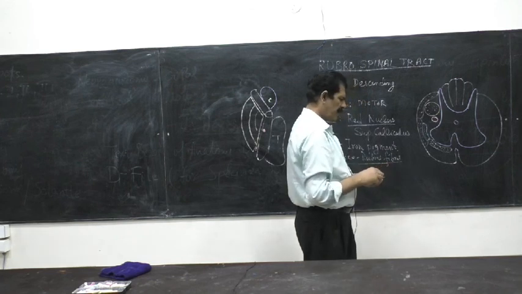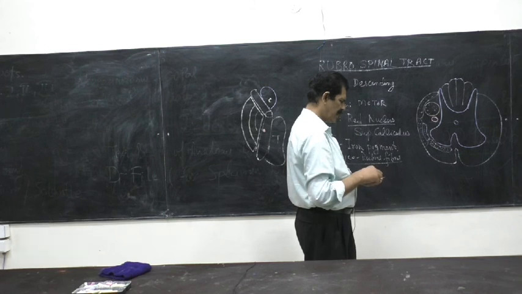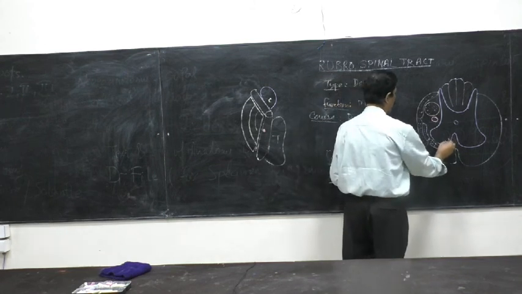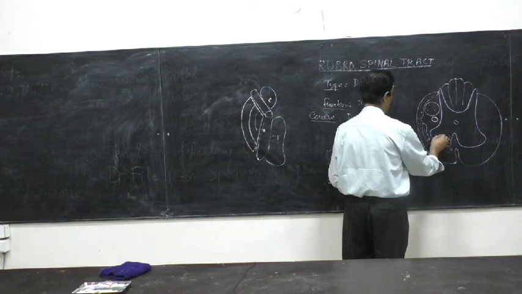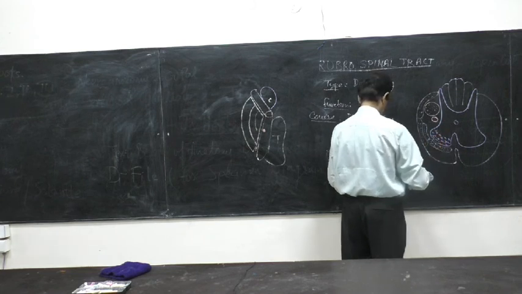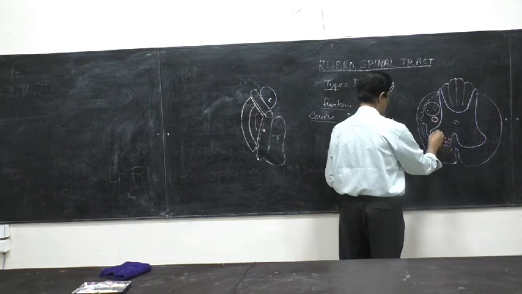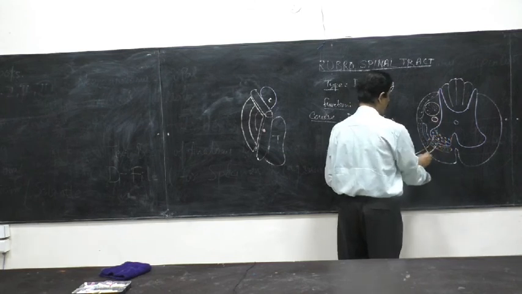So the descending fibers of the rubrospinal tract influence the anterior horn cells of the ventral horn, from where the motor nerve is arising.